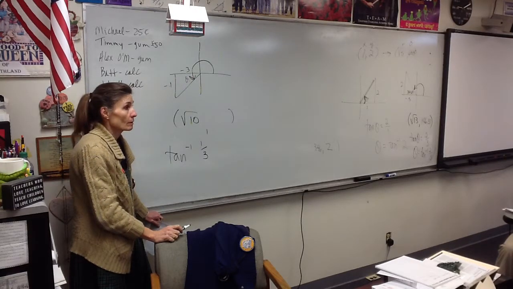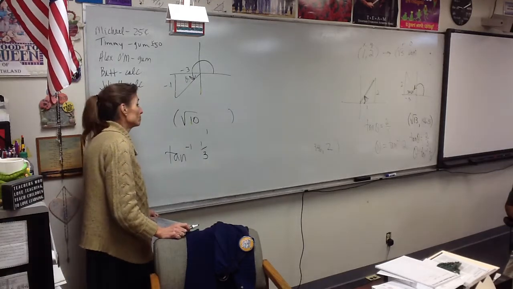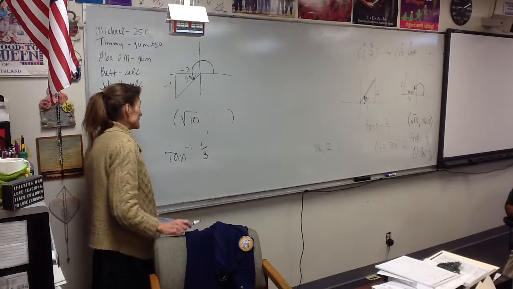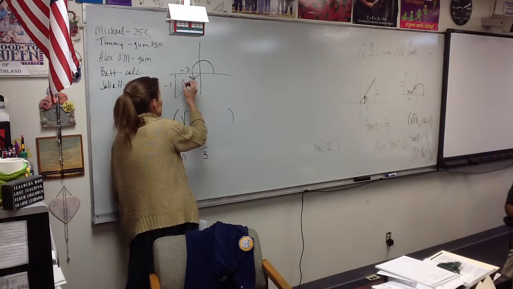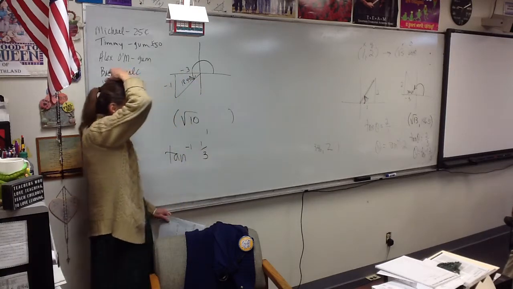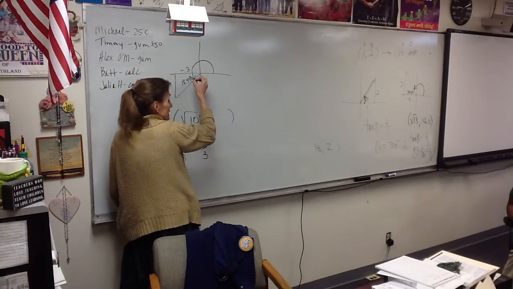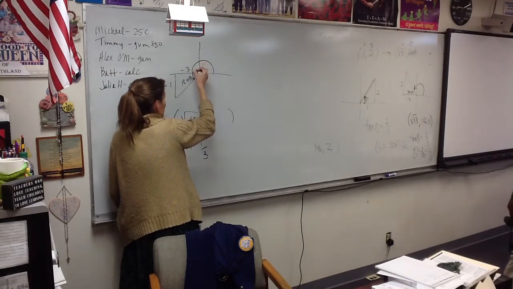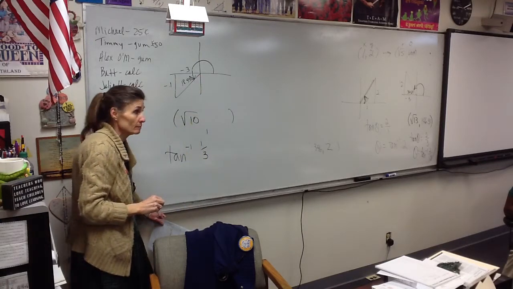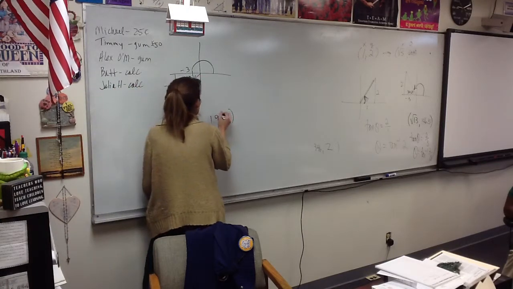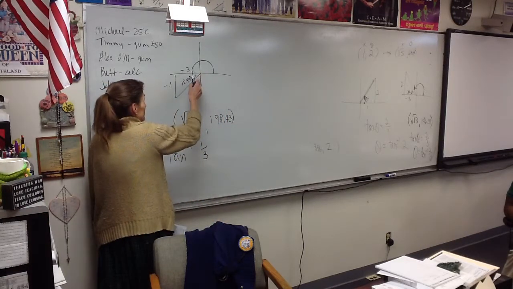And what is the angle second tangent 1/3? 18.43. Okay, that is not the answer. This big angle is the answer. So let's see, that would be 180 plus 18.43, or 198.43.